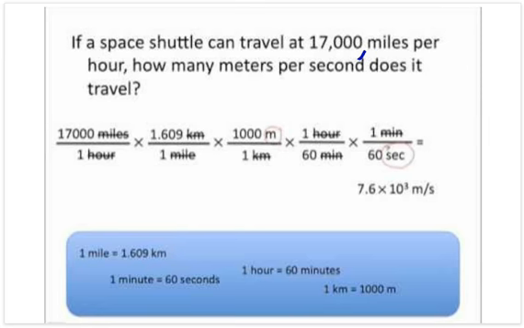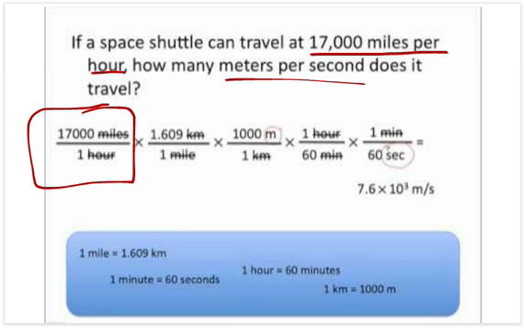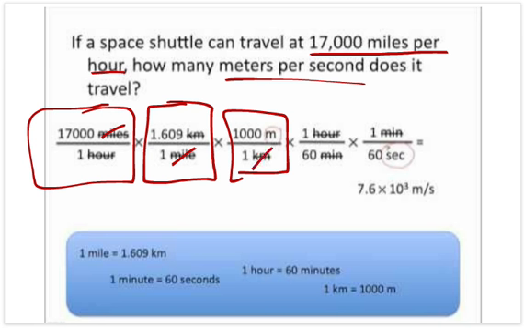So notice we can convert the top. We can also convert the bottom. Here's an example where it says the space shuttle travels at 17,000 miles per hour. How fast is that in meters per second? Well, we have miles over hours. Notice our next conversion factor is converting miles to kilometers. Miles is on the bottom, so it cancels. Then kilometers to meters, where kilometers is on the bottom. 1 kilometer is 1,000 meters. That cancels. Now we have our right units on top, which is meters.